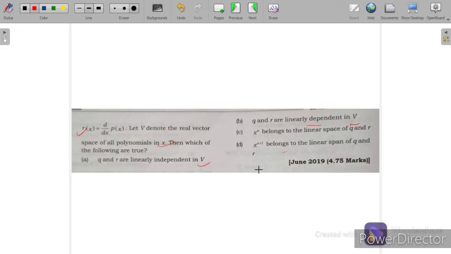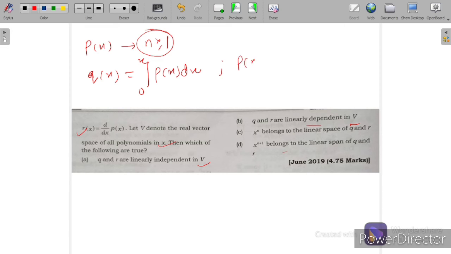Let's do it. Okay, see, the first thing is P of x is a polynomial of degree n which is greater than or equal to 1. That means P of x is a non-constant polynomial. Q of x is given as integration 0 to x P of x dx.